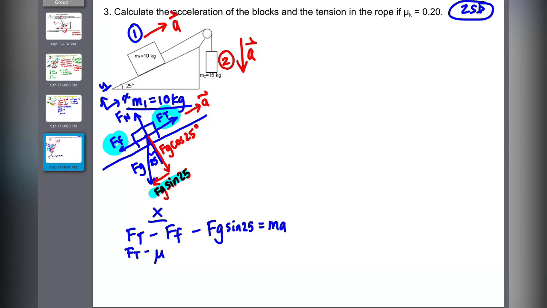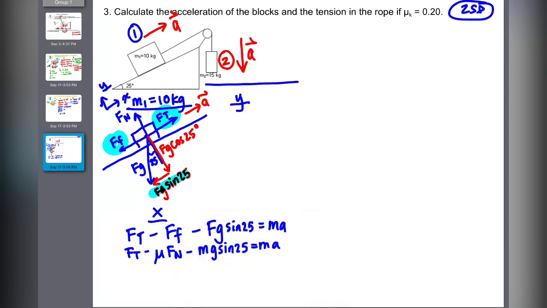Okay, sub in what I know. FT minus mu Fn minus mg sine of 25 equals MA. Okay, I don't have Fn, and hopefully by this point you know that every time it involves friction, I always have to calculate the y direction. So I'm just going to do the y direction up here at the side.